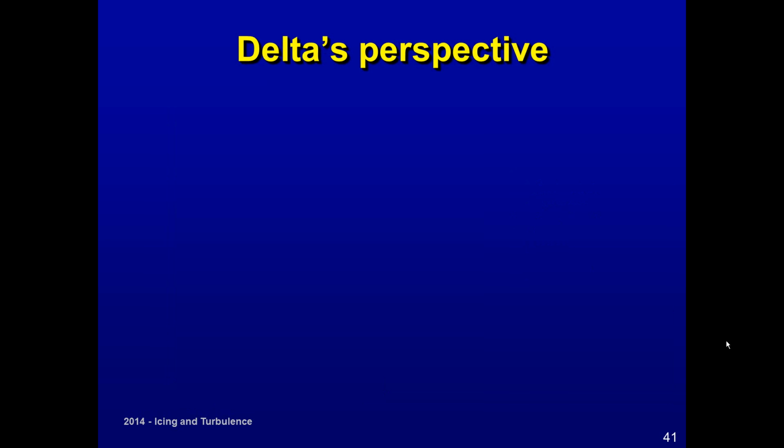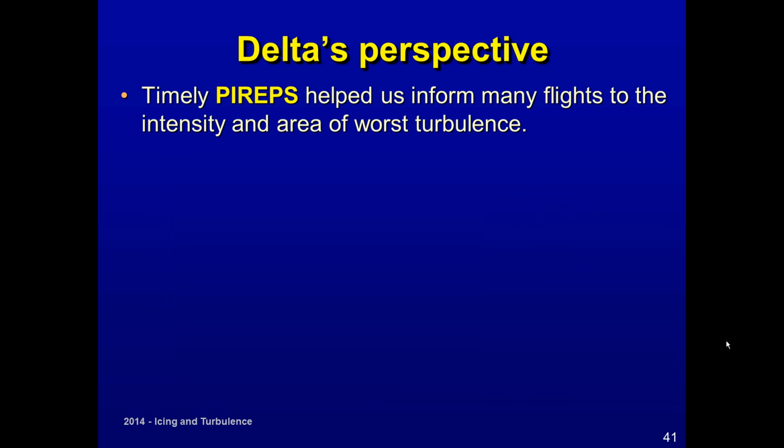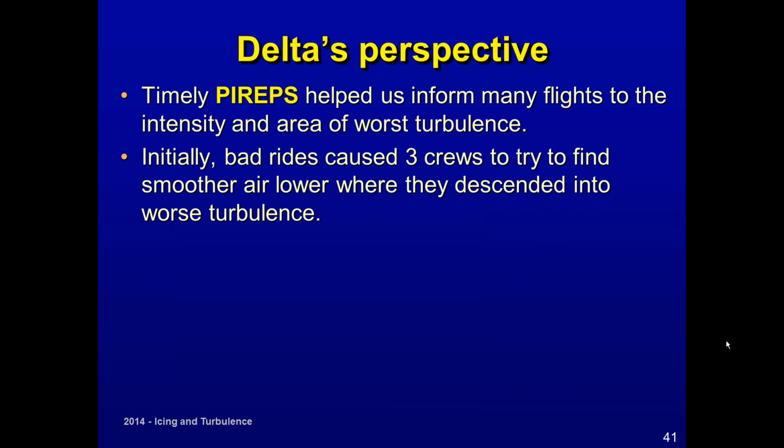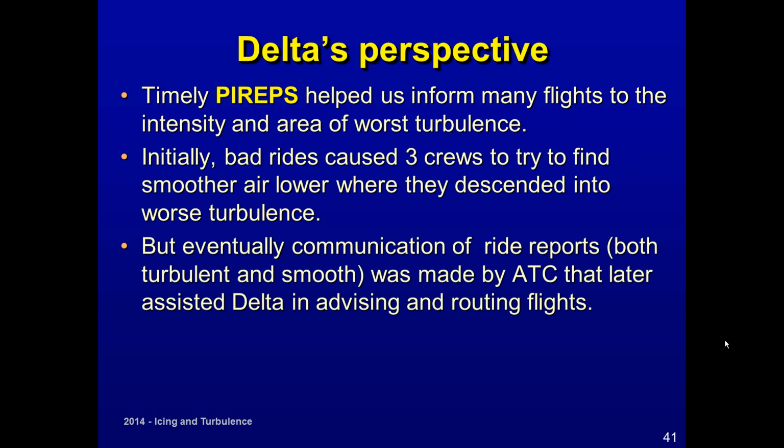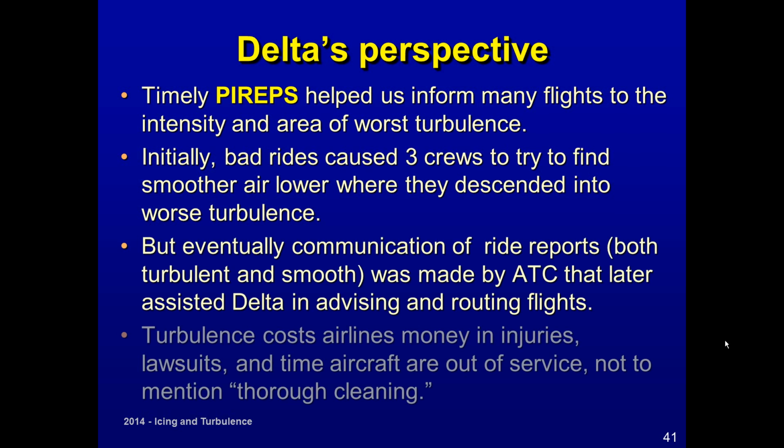We asked Delta to provide some feedback on this incident. This is the perspective of Delta meteorologists and operational staff on the event. Timely PIREPs helped us inform many flights, to the intensity and area of worst turbulence. Initially, bad rides caused 3 crews to try to find smoother air lower, where they actually descended into worse turbulence. But eventually, communication of ride reports, both turbulent and smooth, was made by air traffic control that later assisted Delta in advising and routing flights.